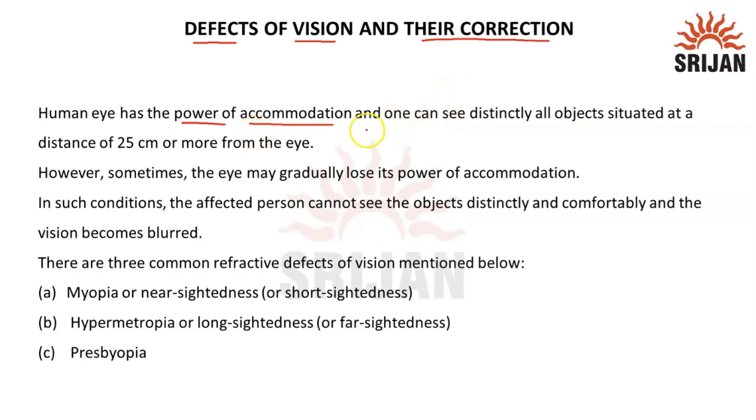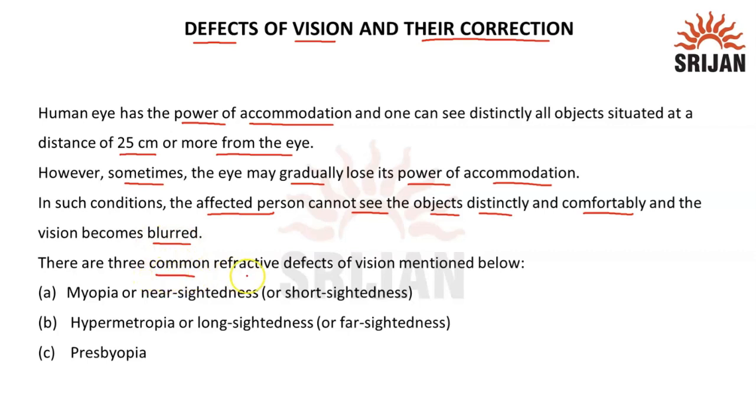And with the help of that, the eye can see distinct objects clearly at a distance of 25 centimeter or more from the eye. However, sometimes the eye may gradually lose its power of accommodation. In such conditions, the affected person cannot see the objects distinctly and comfortably, and his or her vision becomes blurred.